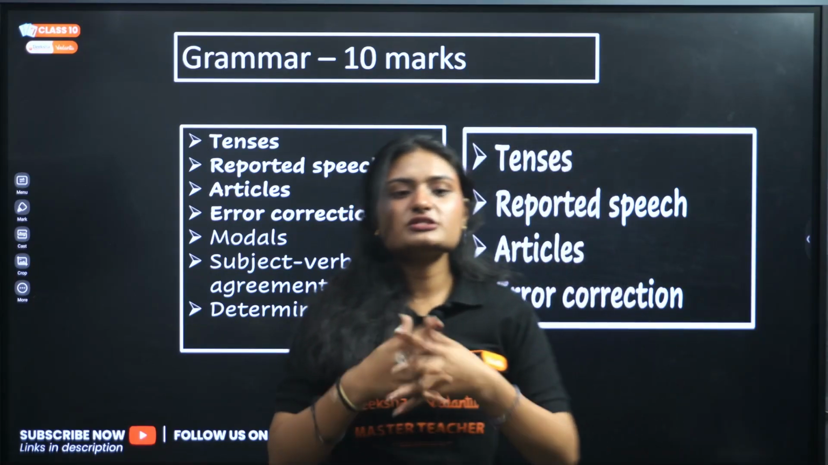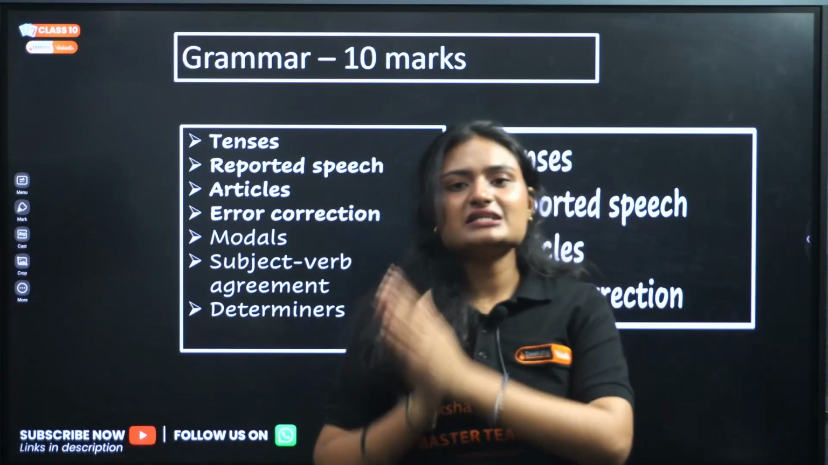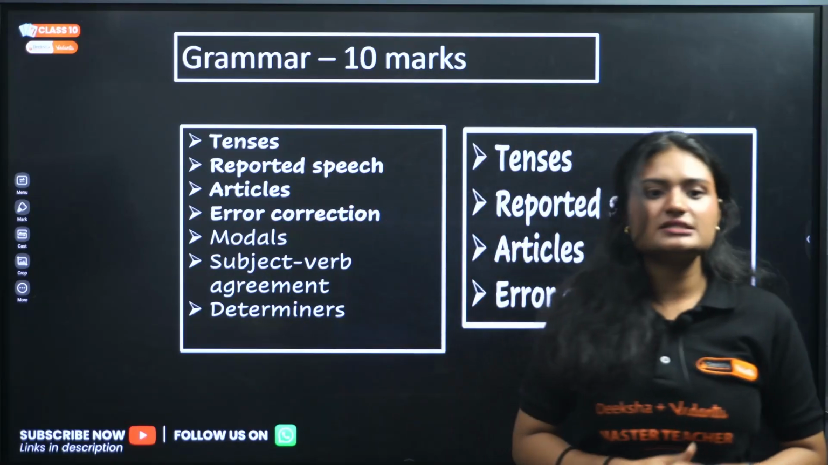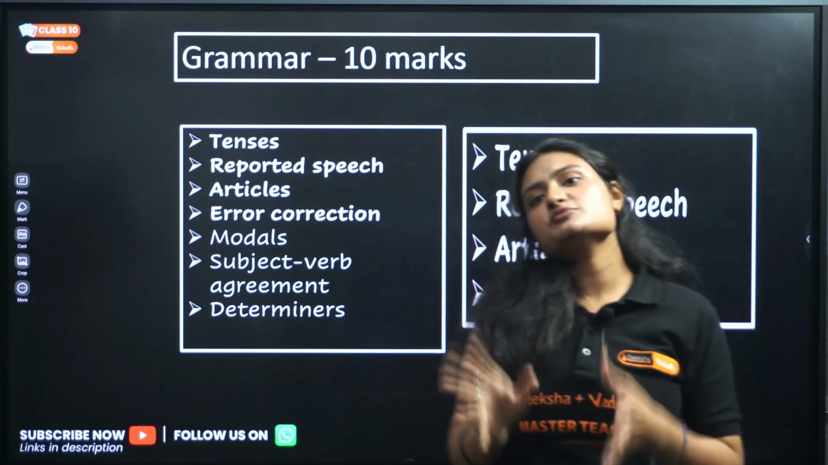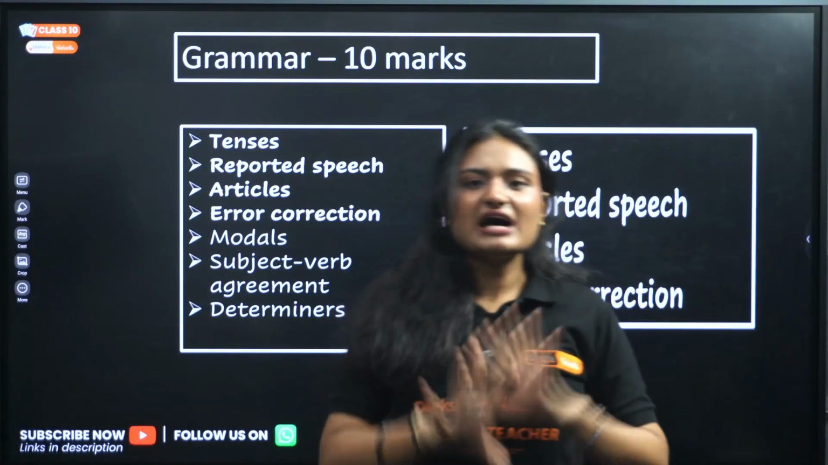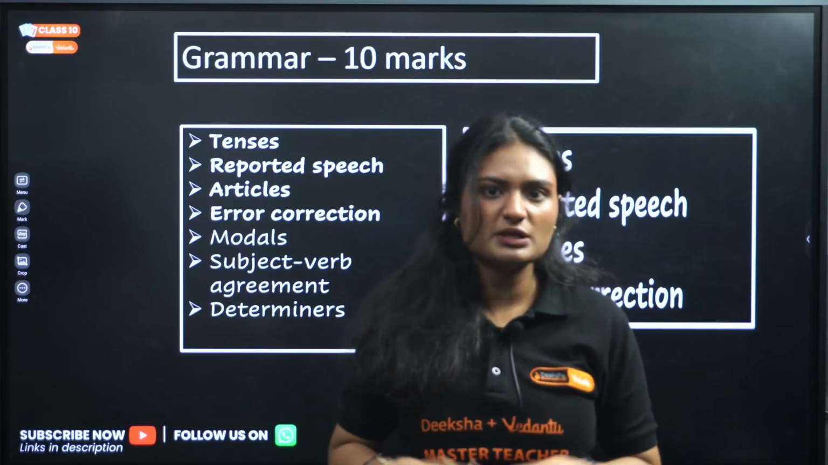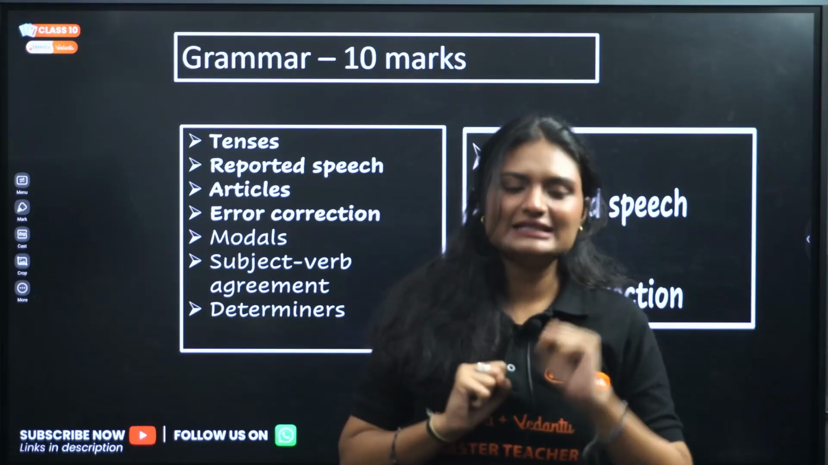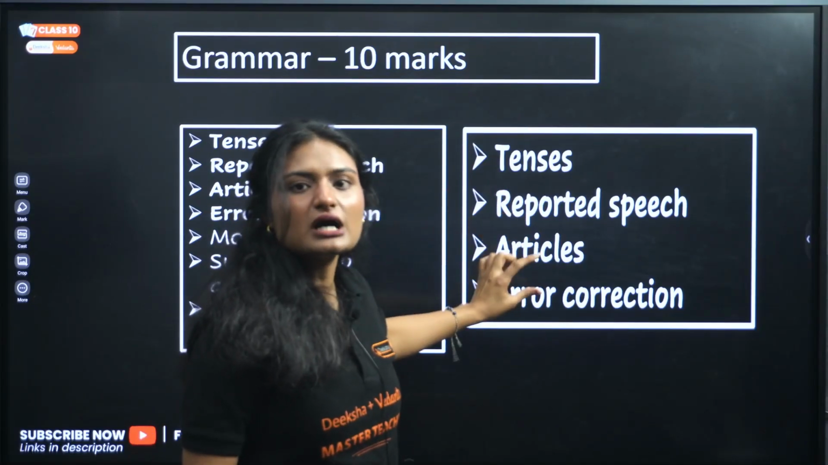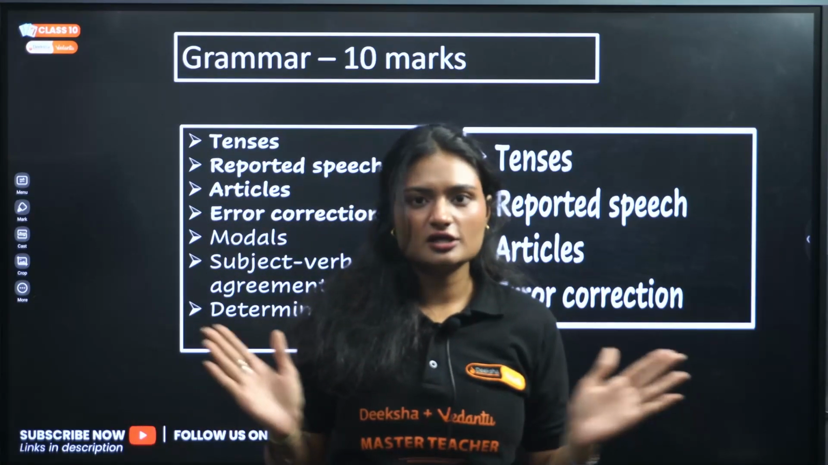So when we are talking about section B, which consists of grammar and writing skills, grammar is of 10 marks and writing skill is of 10 marks also. So in grammar we have tenses, reported speech, articles, error detection, modals, subject verb agreement, determiners, right? Now I have analyzed for you all the last 5 to 7 years question papers, previous year question papers, and I can tell you surely that questions will come from tenses, reported speech, articles and error correction. Okay, so let's start right away with these topics.